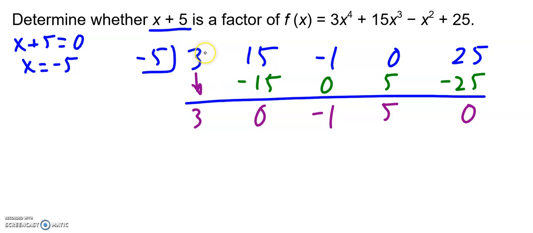So this is what we're looking for to determine if it is a factor. If this comes out to be 0, which it did here, then that means x plus 5 is a factor of this polynomial. What else does that mean? It means that when x is -5, there's an x-intercept. So that is what this tells us.